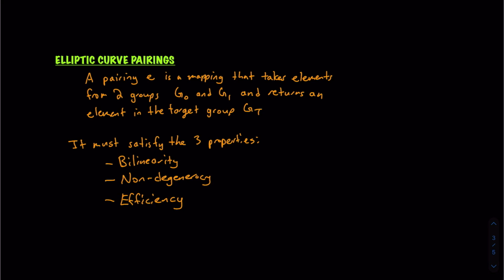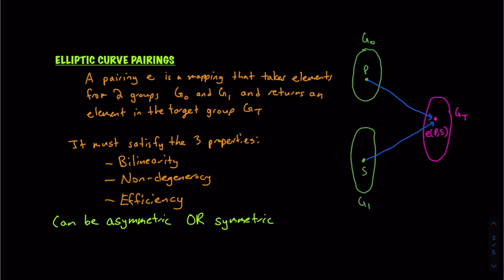The two groups G0 and G1 are elliptic curve groups. They can be different groups, in which case E is called an asymmetric pairing, or the same group, in which case E is called a symmetric pairing. The pairing maps points in G0 and G1 to GT.